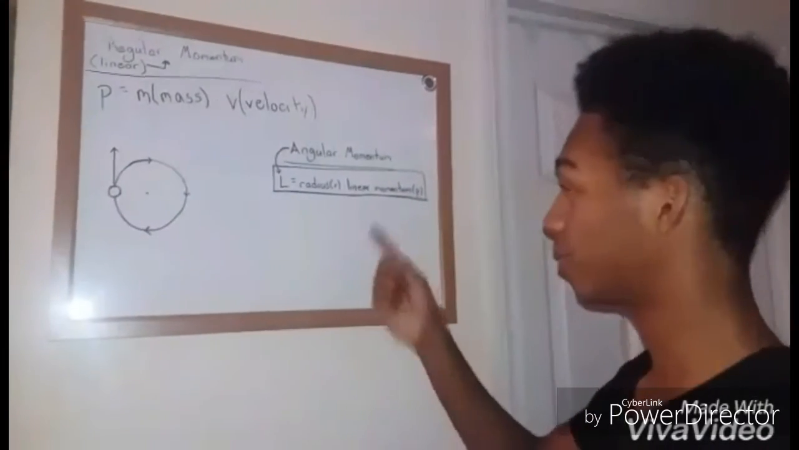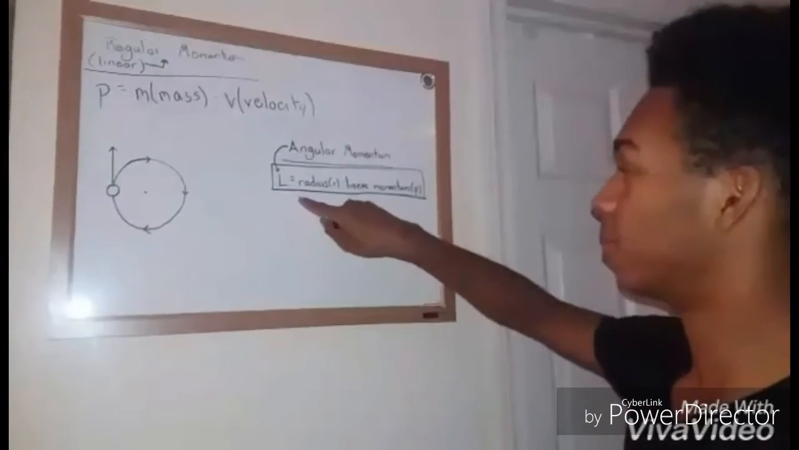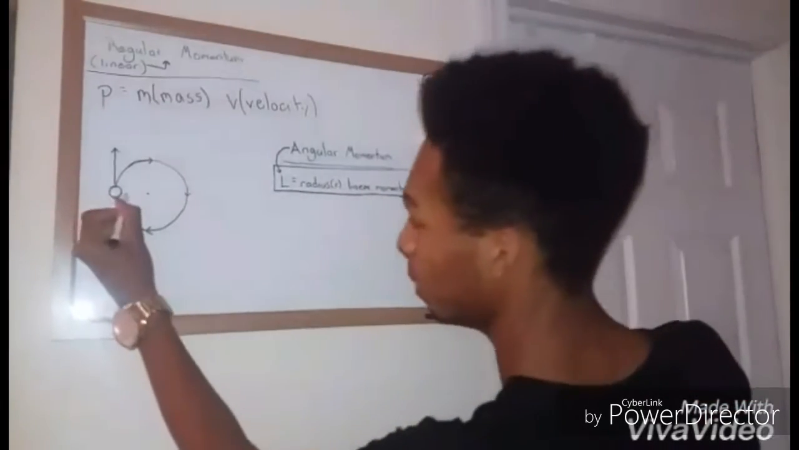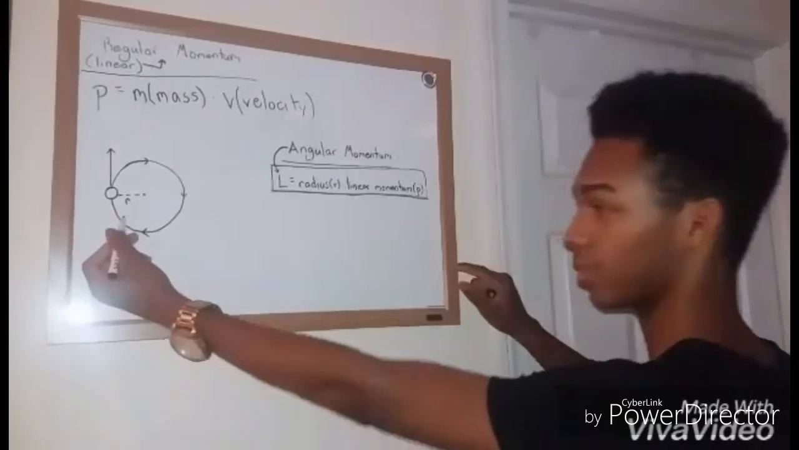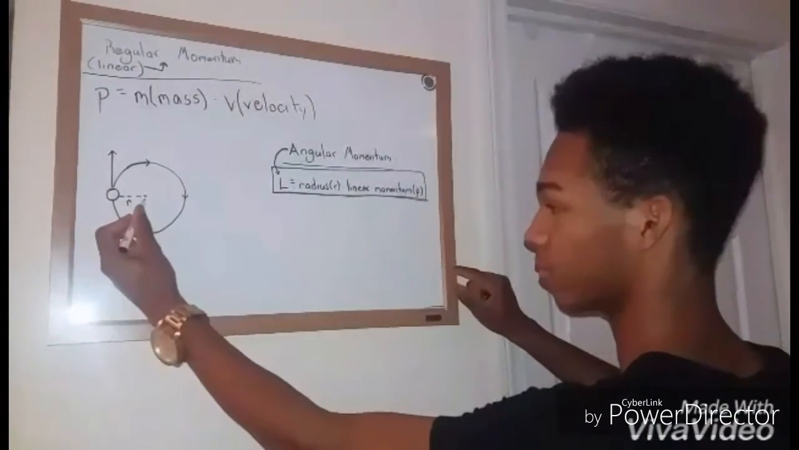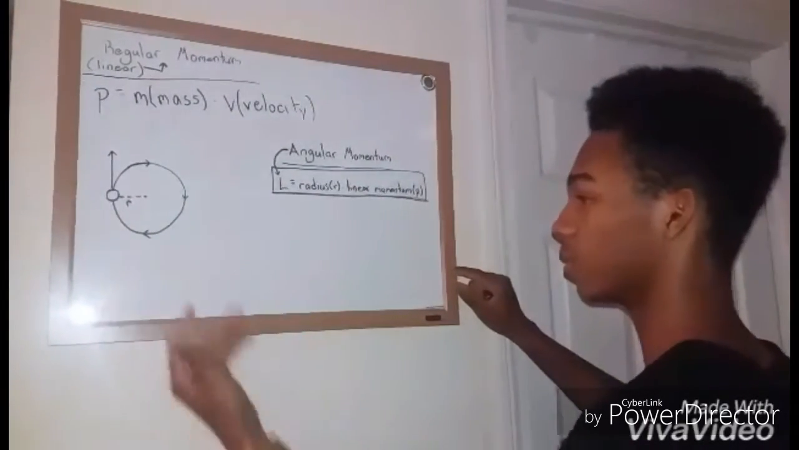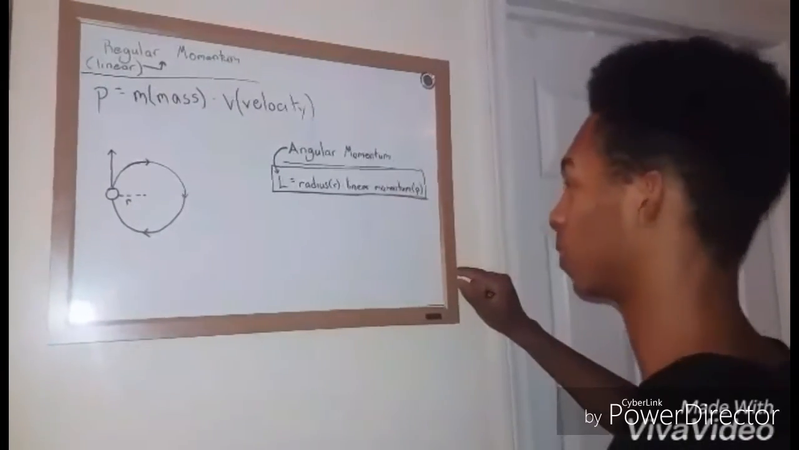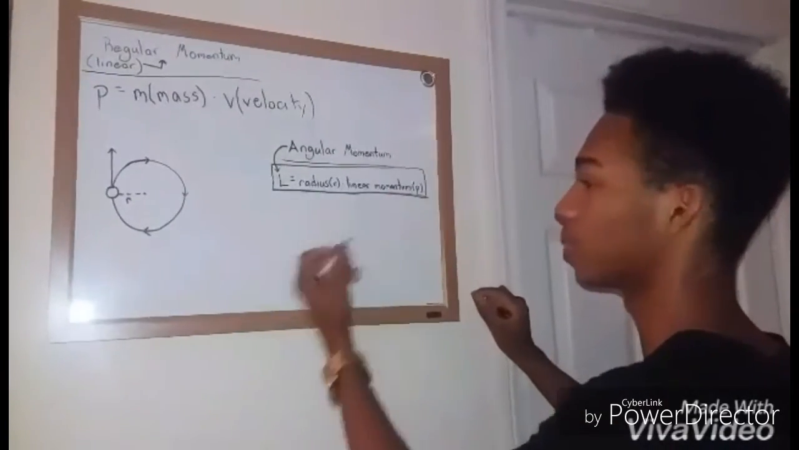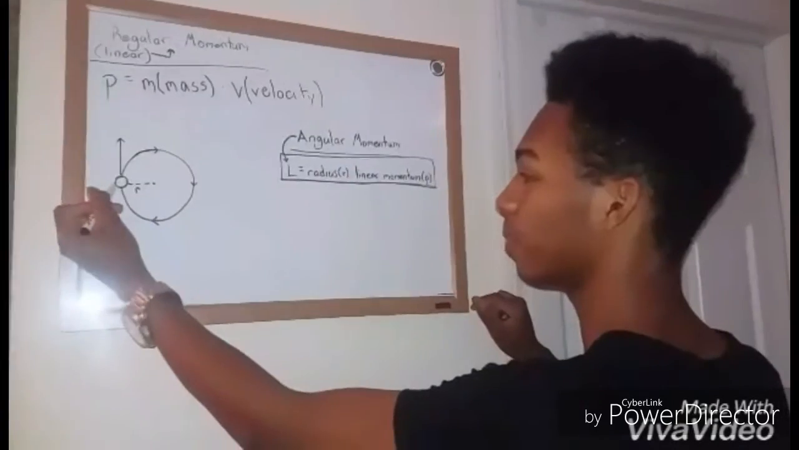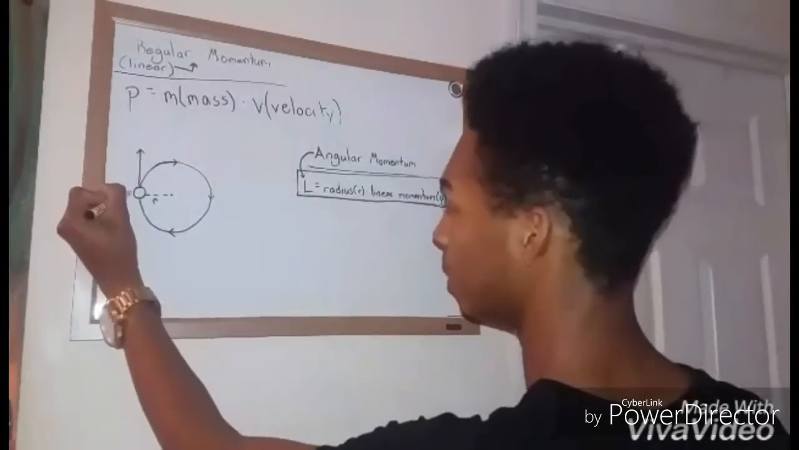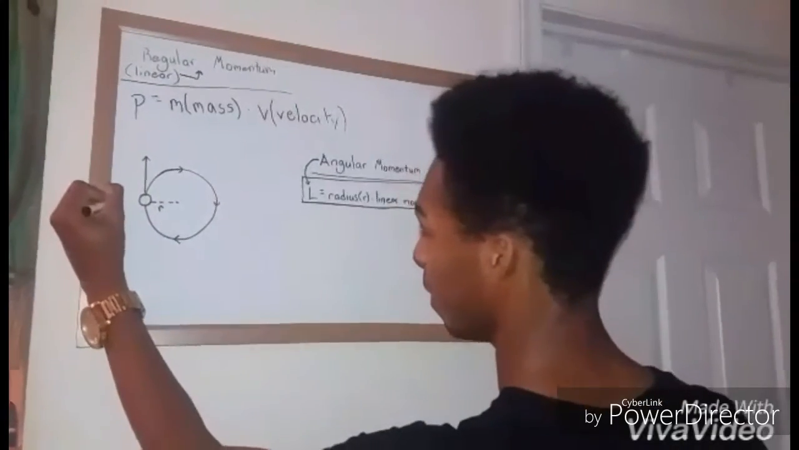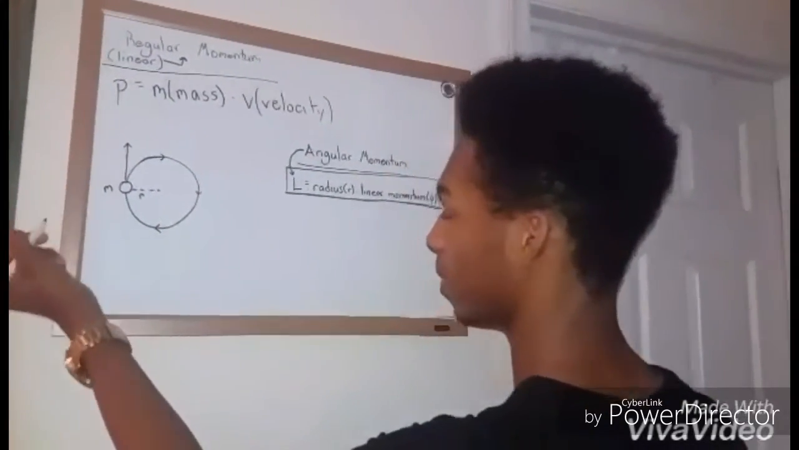So when you're calculating angular momentum, you're going to have the radius, which is this distance right here. That's the radius, the r, the distance from the center to the outermost point of the circle, times the linear momentum. So when you have a situation like this, the object right here will probably have some mass. So this will have some mass.